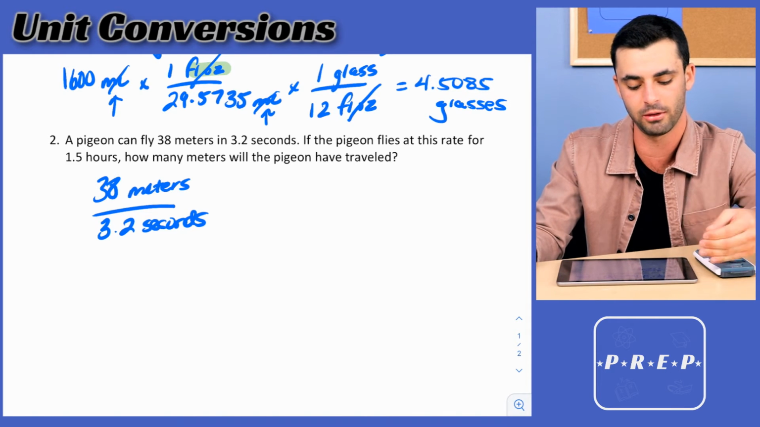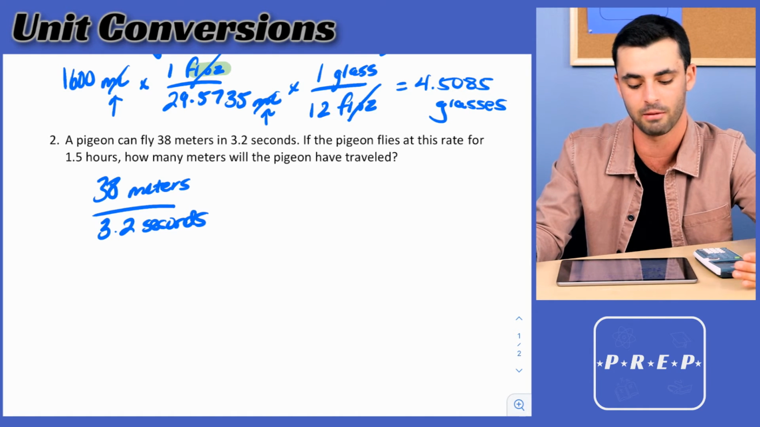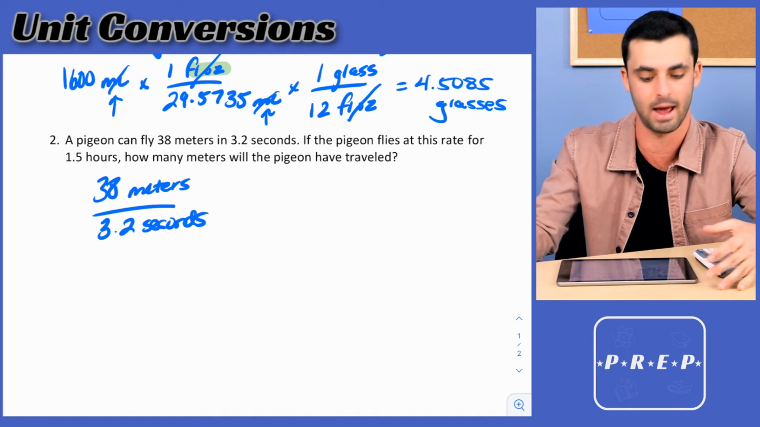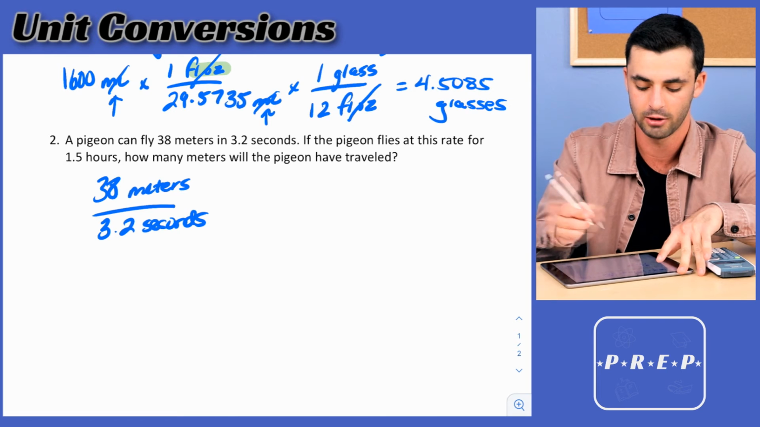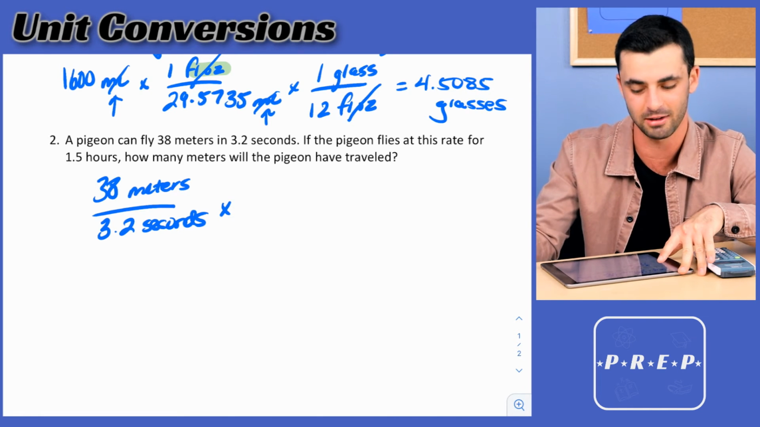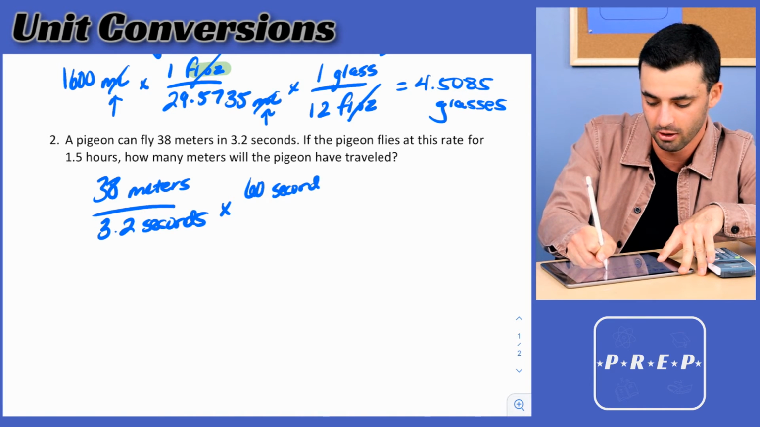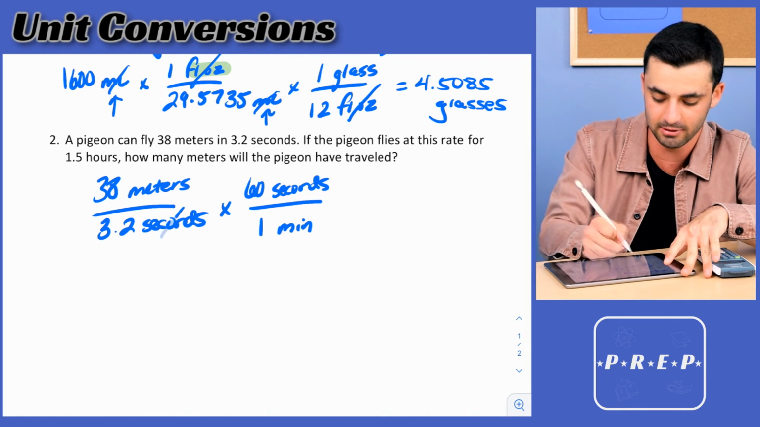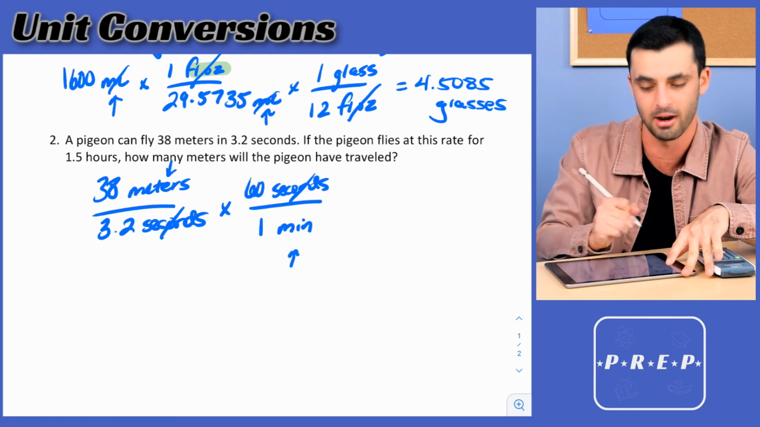And now we want to convert this into meters per hour. That's going to help us in order to find how far the pigeon travels in 1.5 hours. So we're in seconds, but we want to convert it into hours. So first, let's convert to minutes. And I know that there's 60 seconds in a minute. Shocking. So I'm going to multiply by 60 seconds over 1 minute. And now you'll see my seconds cancel, and I'm left with meters per minute. Meters in the numerator, minute in the denominator.